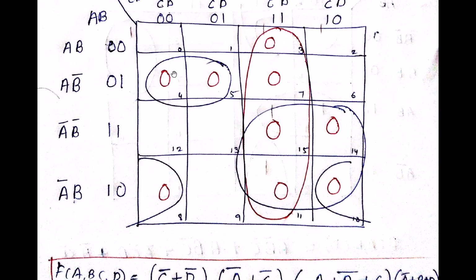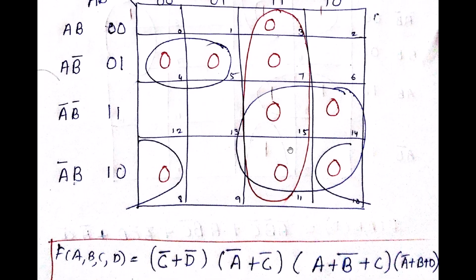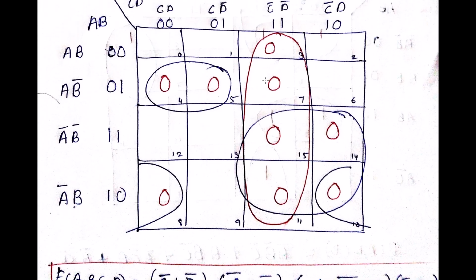So just write down those things, and then as I told you, our first aim is to make a group of 16, which is not possible. A group of 8 is again not possible, but a group of 4 is possible this time. If you see, all these 0s can be made into a group of 4. So what is the value going to be? It's going to be C bar plus D bar, because in all these 4 rows, nothing can be common. Hence, I'm only taking the column variable, C bar plus D bar.